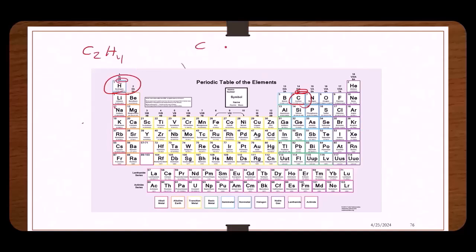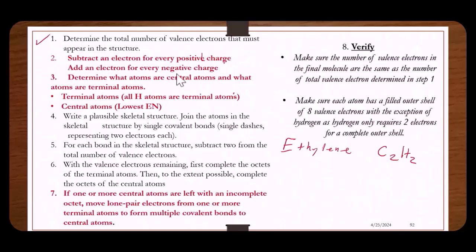So starting off with carbon, it has 4 valence electrons, and it has 2 atoms, giving us 8 valence electrons. Hydrogen has 1 valence electron. It has 4 hydrogens, so that would give us 4 valence electrons, giving us a total of 12 valence electrons. So step 1 is complete with 12 valence electrons. Moving on to step 2, there is no charge, so we can skip step 2.